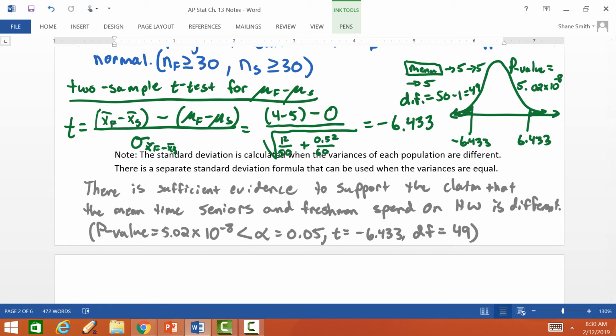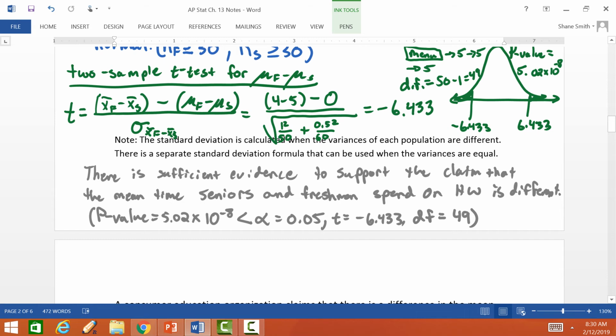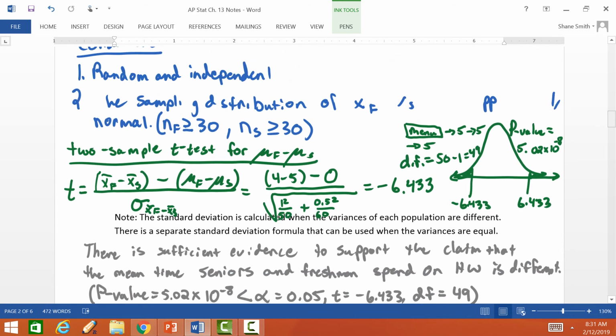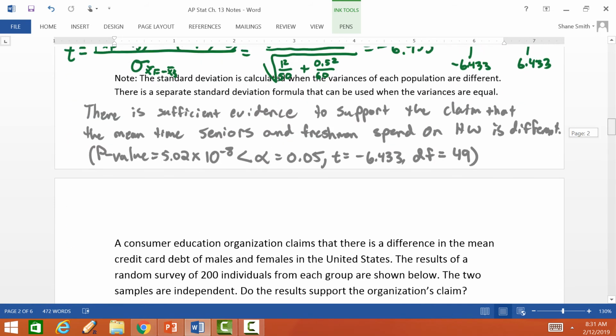Okay, so that is basically a summary of the test. Now, as I've said in the past, when we do these two sample tests and we did a proportion, we did it on the calculator. So let's do it on the calculator now.